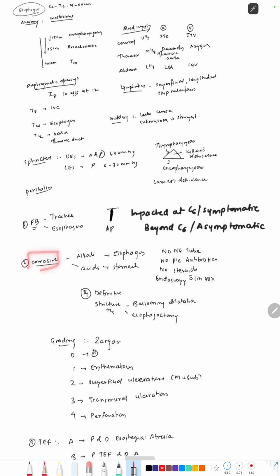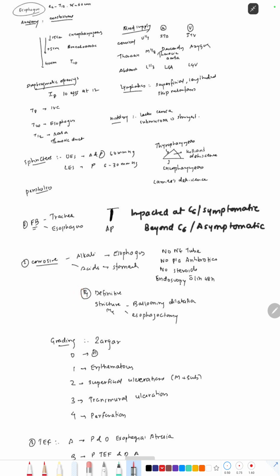Next is the corrosive. So for the corrosive, we know that alkalis are more dangerous than acids. Alkalis are going to damage the esophagus mainly, while the acids will lead to formation of eschar at that particular site, because of which there is no further infiltration, and so it goes down and it affects the stomach. Whenever there is a corrosive poisoning, there should not be any blind nasogastric tube insertion, no IV prophylactic antibiotics, no steroids, while a skilled endoscopy is done within 2 days.